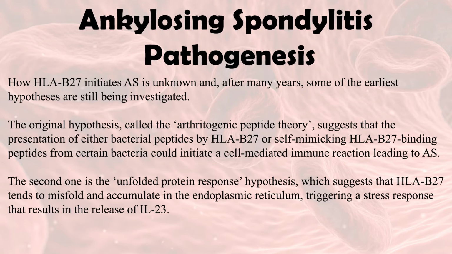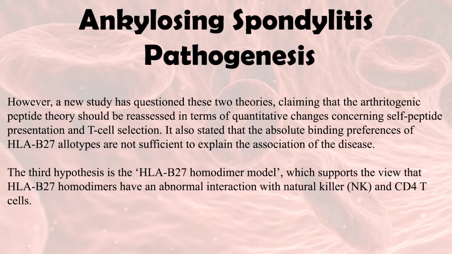The second one is the unfolded protein response hypothesis, which suggests that HLA-B27 tends to misfold and accumulate in the endoplasmic reticulum, triggering a stress response that results in the release of IL-23.